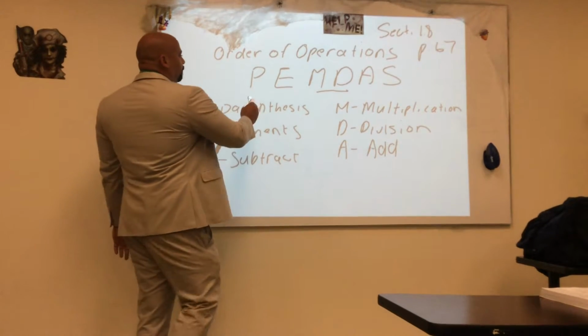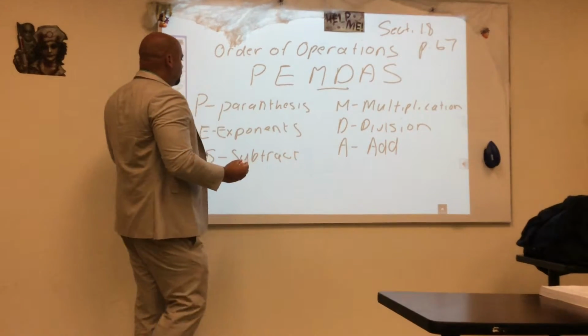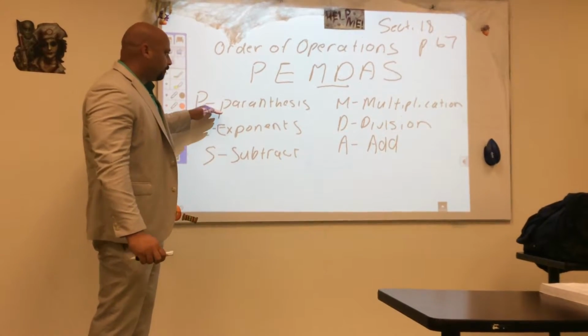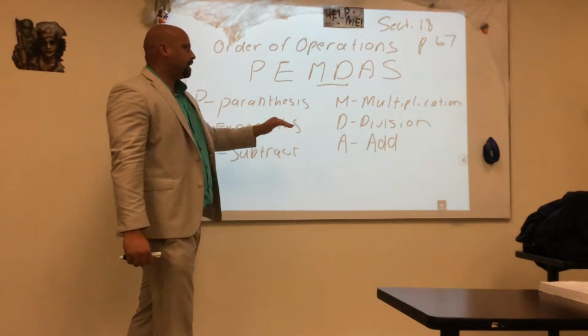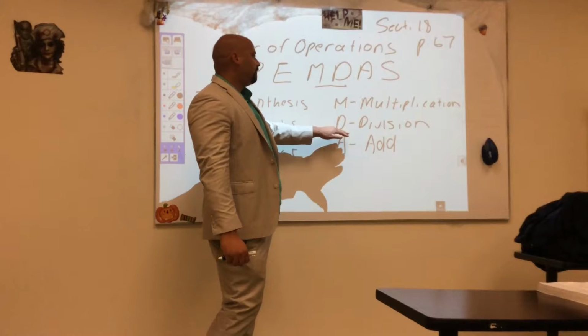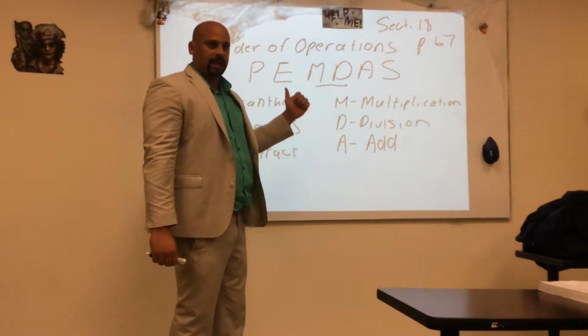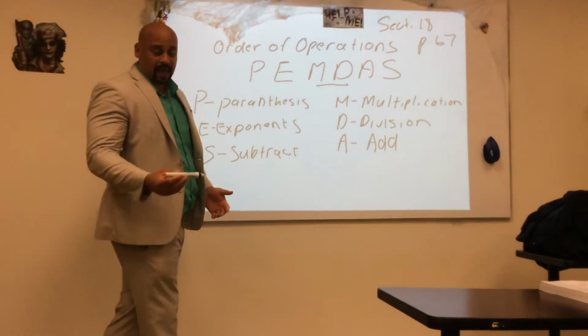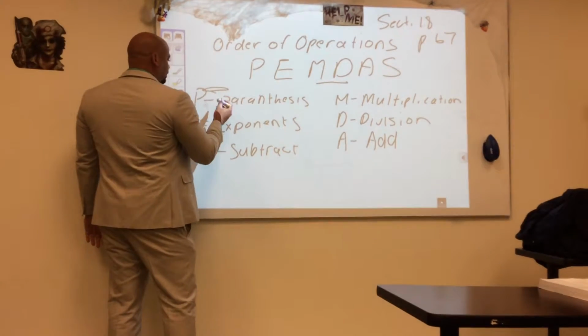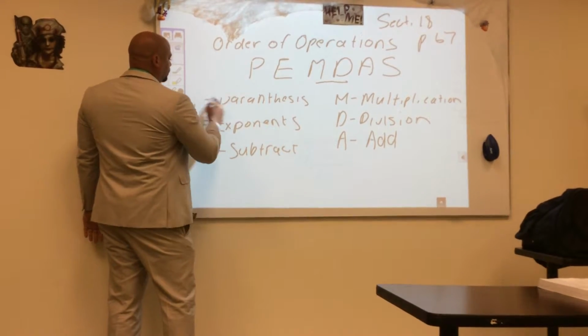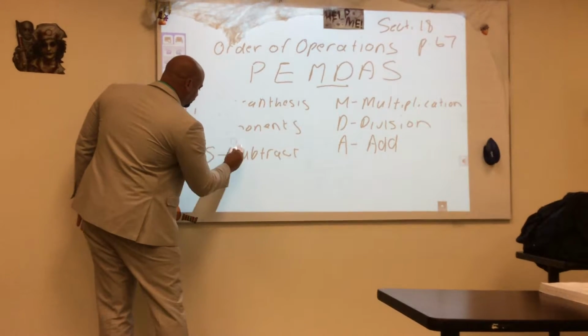So again, it's please excuse my dear Aunt Sally. P's for parentheses, it comes first. Exponents next. Addition and subtraction, it depends on left to right. Multiplication, division, left to right. You do the one that's most left. So now you're going to need some examples. I'll just create some examples for you, and we'll try it, and then you guys can tell me what you come up with as far as the answers, okay?